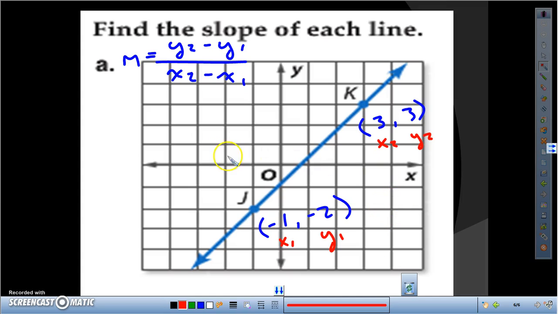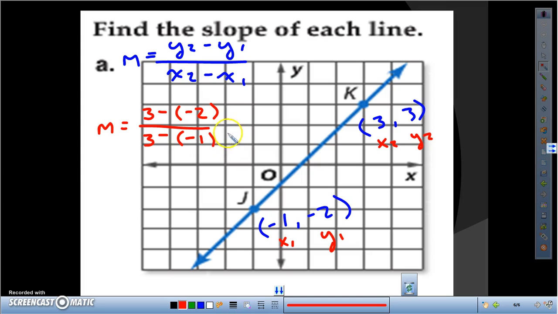All right, now plugging into my slope formula, I have y2, which has a value of 3 here, minus y1, which has a value of negative 2. And be careful with your signs there. Okay, it's always going to be minus. So if you have a negative value, let's go ahead and use parentheses like I have here to plug that in. Then I have x2, which also has a value of 3, minus x1.